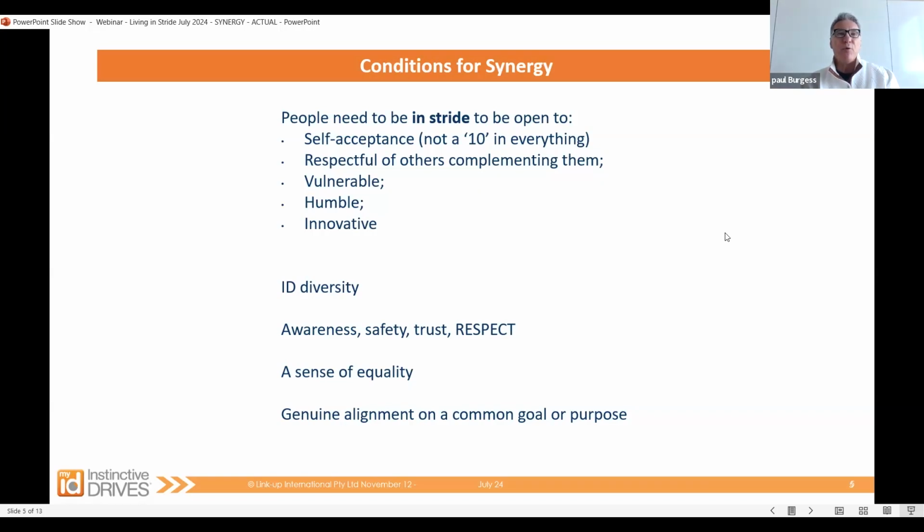And I think another important ingredient for synergy is to make sure that you've got people lined up around a common purpose or a common goal. Otherwise you can have people in stride, diversity, all the awareness and safety and equality. But if we're all wanting to row the boat in different directions, then we're not going to really get the synergy that's potentially there amongst that particular team.